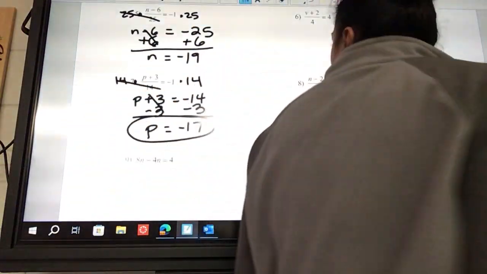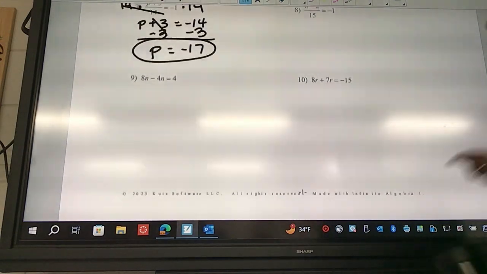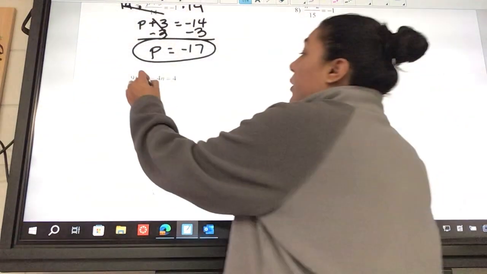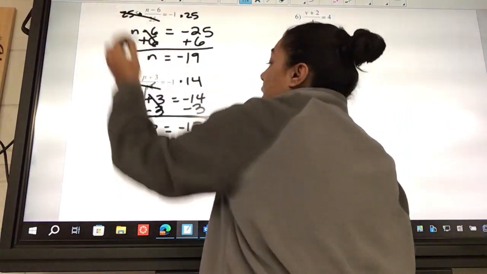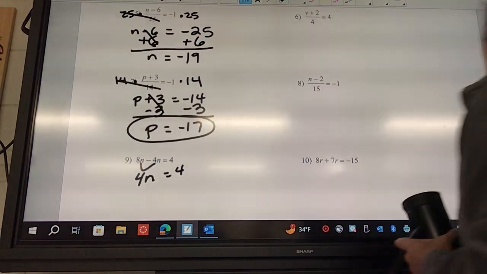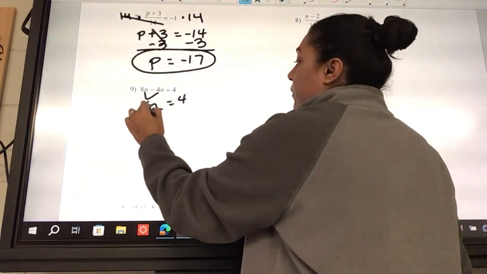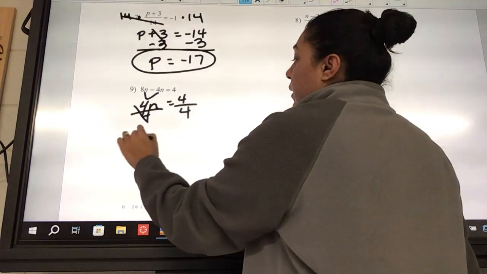Okay, number 9, what needs done first? Combine. Okay, so 8 minus 4. Okay, 8 minus 4 is 4n equals 4. Okay, and then what needs done? Divide. I'm going to get n equals 1.